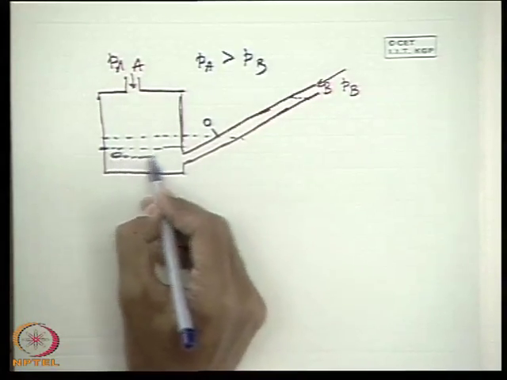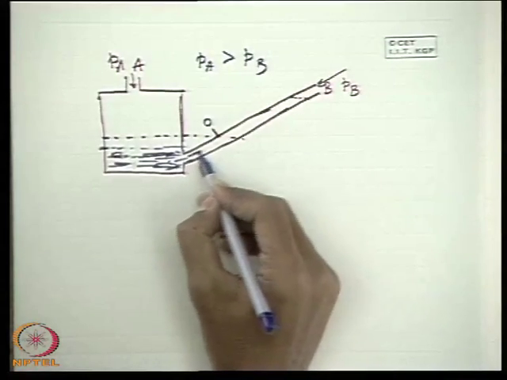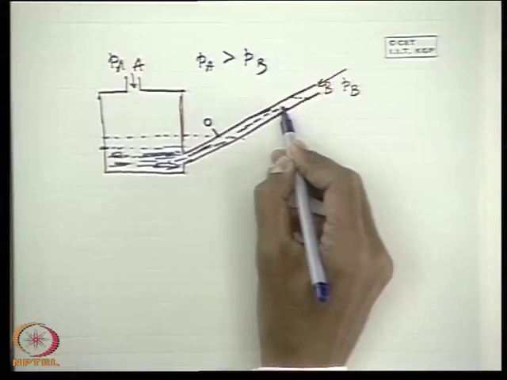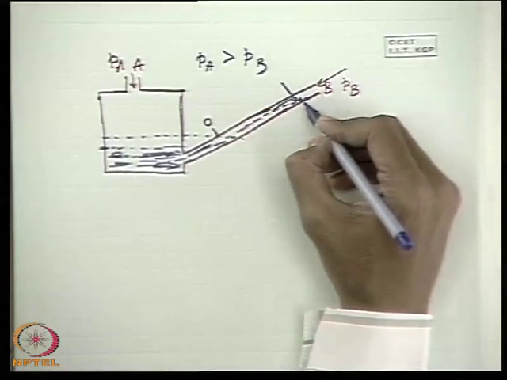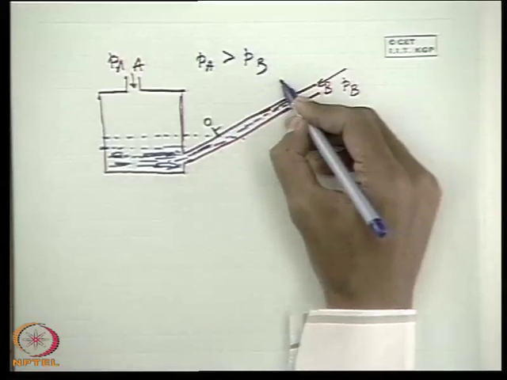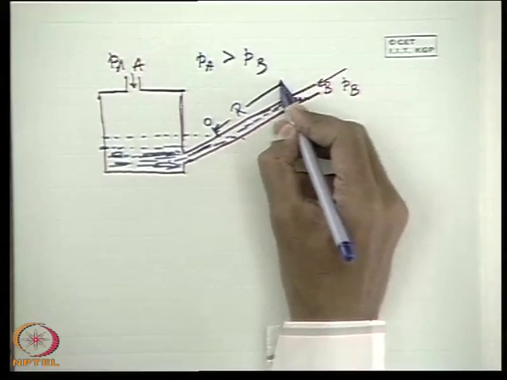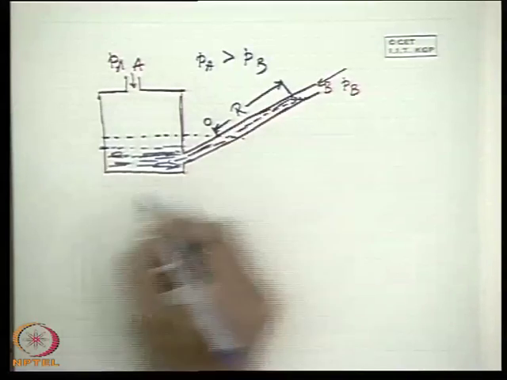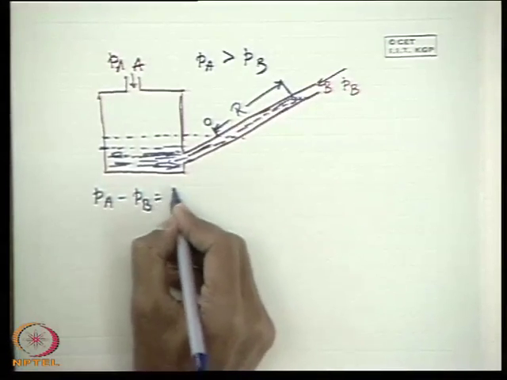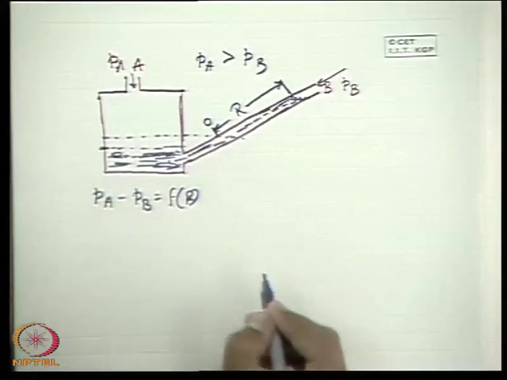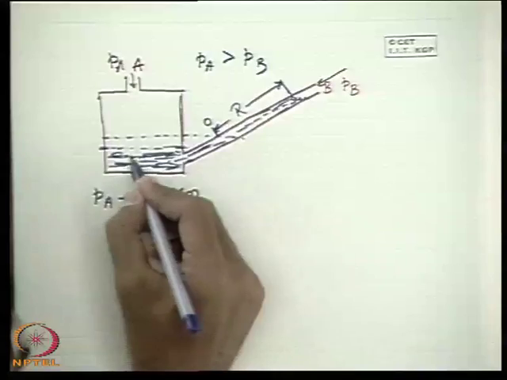That means this is the manometric fluid. So this reading we call R, which is graduated along this tube. This is the reading R. Now we have to find out PA minus PB as a function of R, which is very simple. We have to find the pressure at this level.